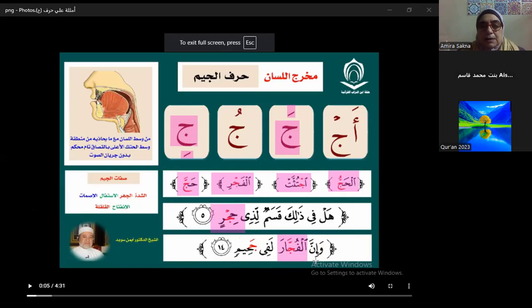الفجارة. جحيم. If I'm going to stop, here I'm going to apply مد عارض للسكون, the temporary mad for 4 counts. Or if I'm going to continue, it's going to be جحيم. Please try both.